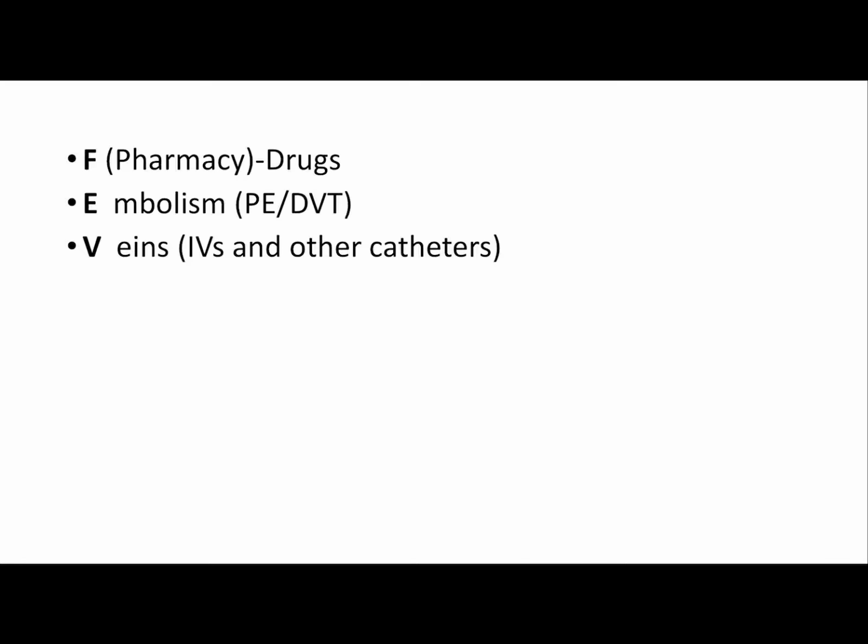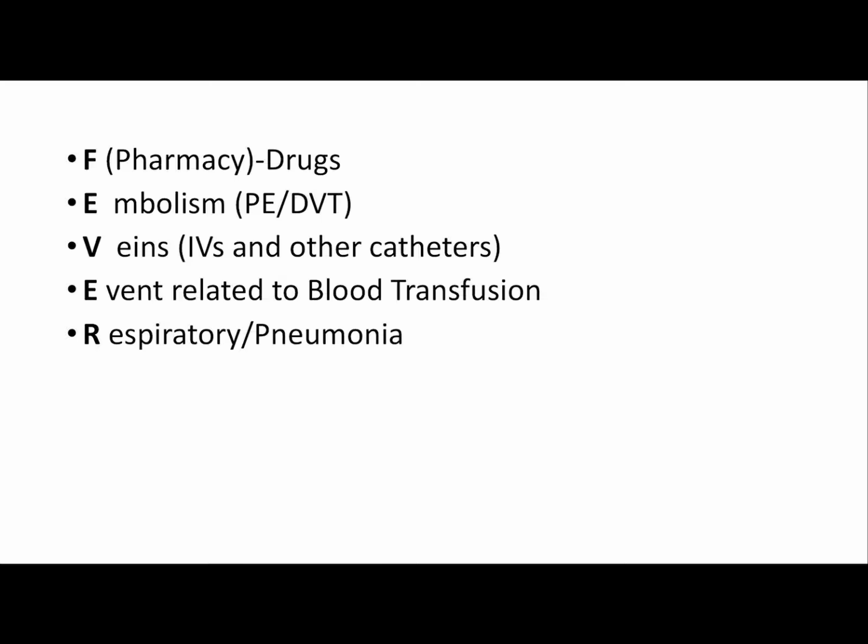So in summary, for your evaluation of fever in a hospitalized patient, you're going to do a fever workup. You're going to consider F for pharmacy, E for embolism or PE/DVT, V for an evaluation of veins, their IVs and central catheters, E, event related to blood transfusion, R, respiratory infections, W, wound infections, and U, urinary tract infections.